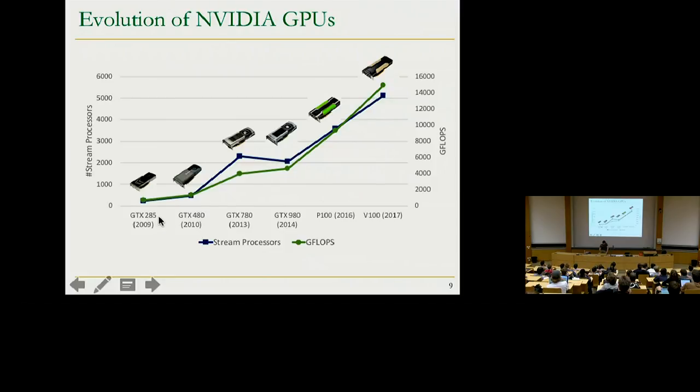You can compare with the NVIDIA GPUs that have been released in later years, and the most recent one is this V100 that was released last year, reaching up to 15 teraflops. So it's around 20 times faster than the one that was released in 2009. So you see how this has been improved and how the hardware has been optimized in recent years.